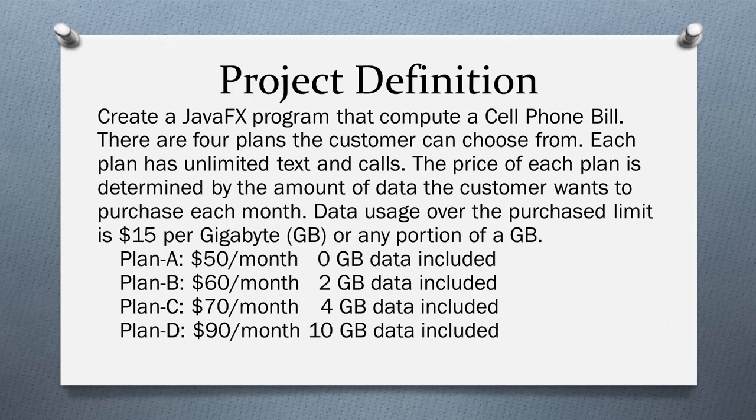Plan A, $50 a month with 0 gigabytes of data included. Plan B, $60 a month with 2 gigabytes of data included. Plan C, $70 a month with 4 gigabytes of data included. And Plan D, $90 a month with 10 gigabytes of data included.